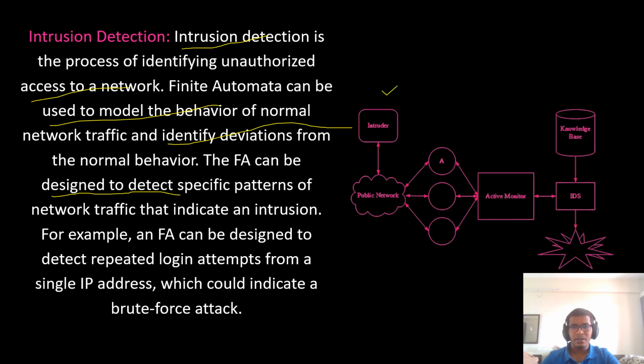For example, the finite automata can be designed to detect repeated login attempts from a single IP address, which would indicate a brute force attack. So, when an intruder from the public network tries to log in to the A state, if there are any login issues multiple times, the automata machine detects it, and a warning is generated from the knowledge base. It is stored in the knowledge base, and next time when it repeats, it's again taken care of.